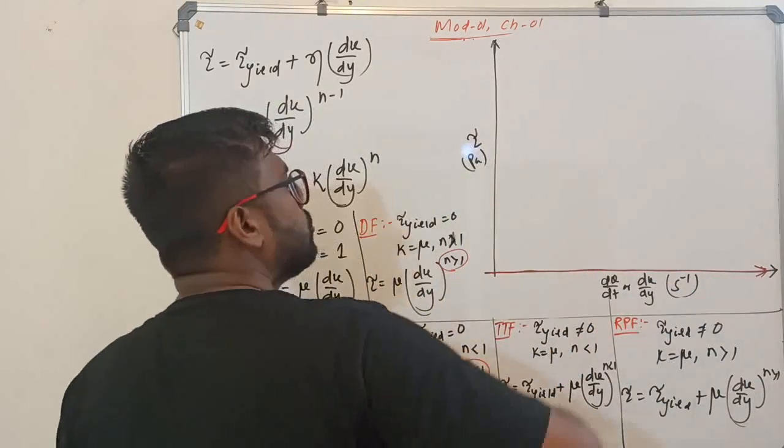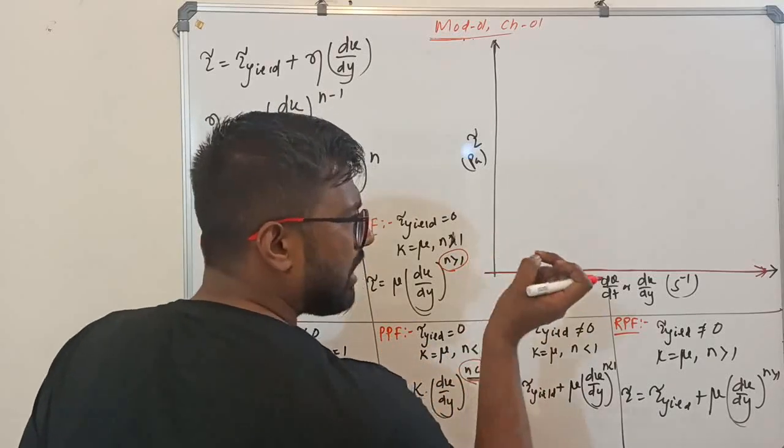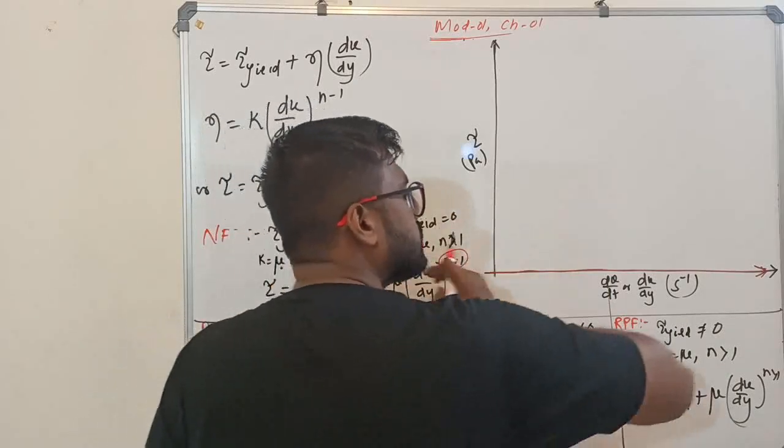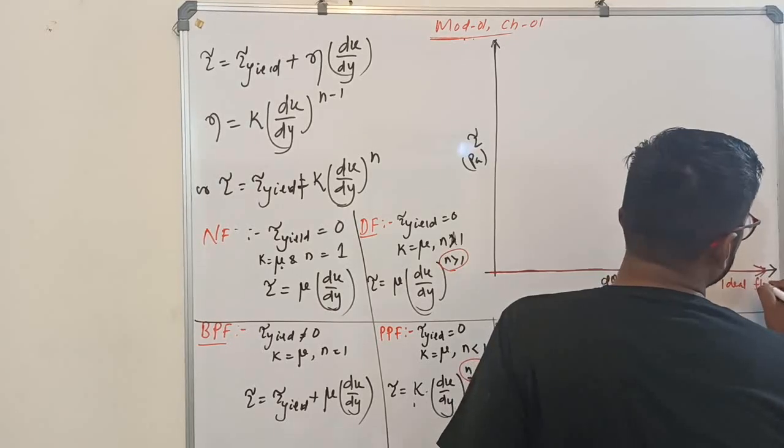That means no shear at all. It means when the fluid is at rest, with the application of the smallest shear force, it deforms continuously. What do we call it? We call it an ideal fluid.